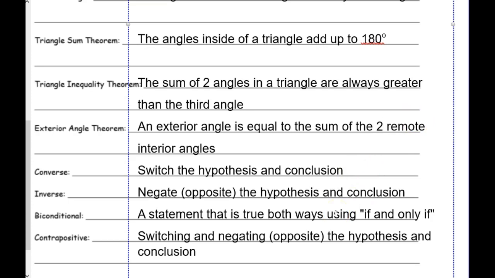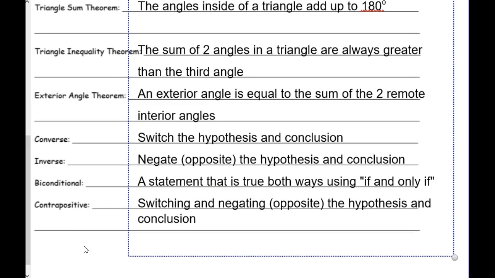Converse is when you switch the hypothesis and conclusion of a statement. The inverse is when you negate or make opposite the hypothesis and conclusion. Notice an inverse does not switch anything. It only negates. Biconditional is a statement that is true both ways. Okay, so the converse and the original conditional are both true, and you use the phrase if and only if between your hypothesis and conclusion.